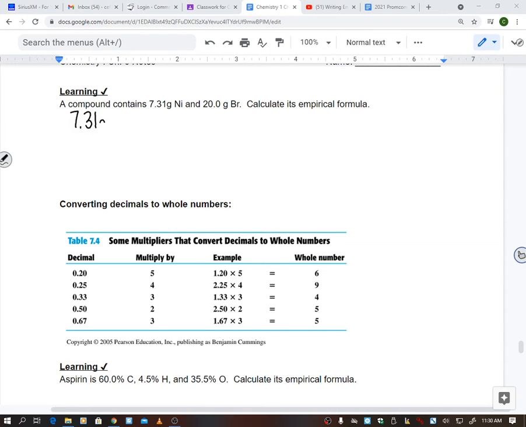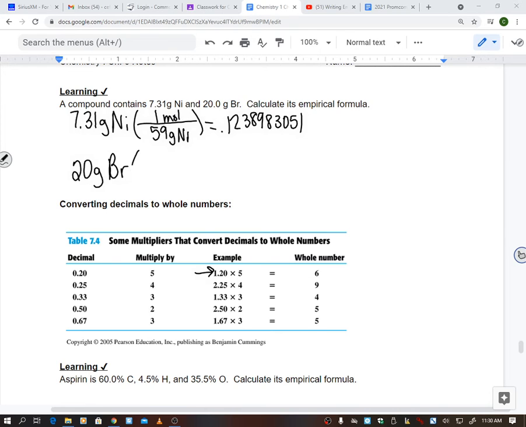So, I have 7.31 grams of nickel. If you look at your periodic table, nickel is 59 grams in 1 mole. So, when I take 7.31 divided by 59, I get a long decimal. Now, this is one of the places where you should not round. If you just round to 0.12, it could mess you up in the end. It could give you some weird number when you don't need that weird number. It's happened before in the past to students. So keep as much of this as you can.